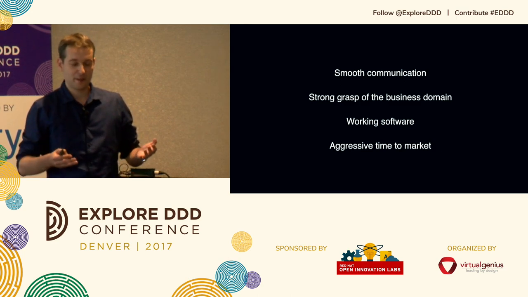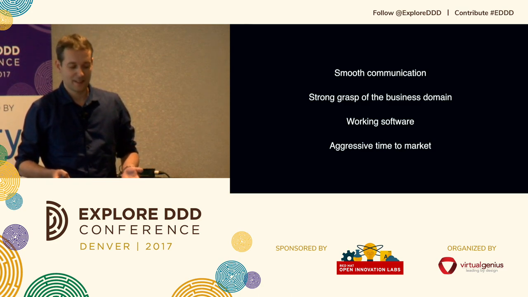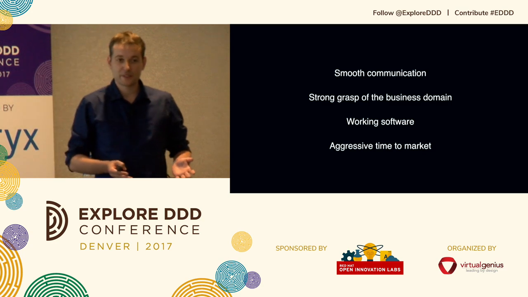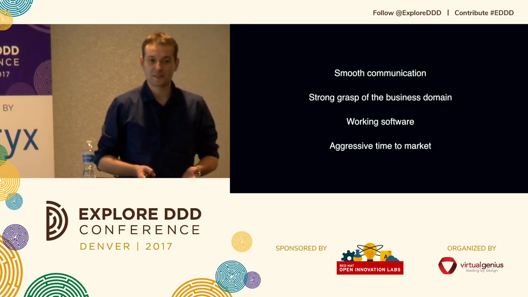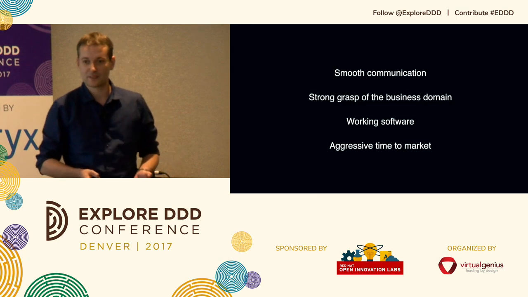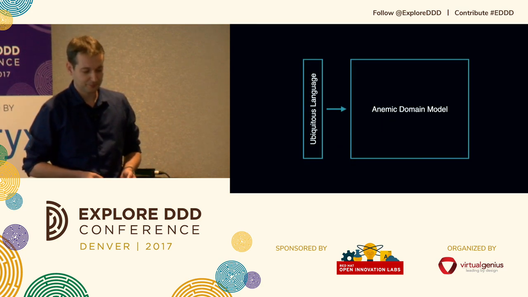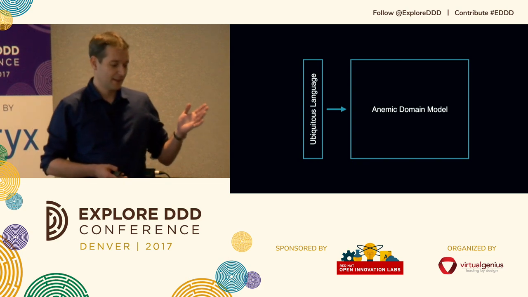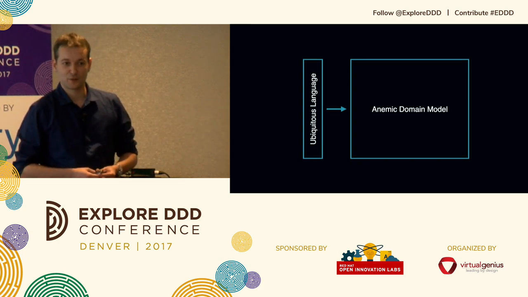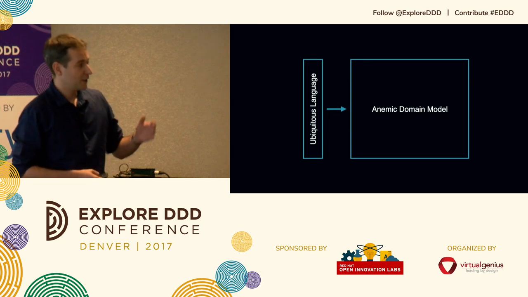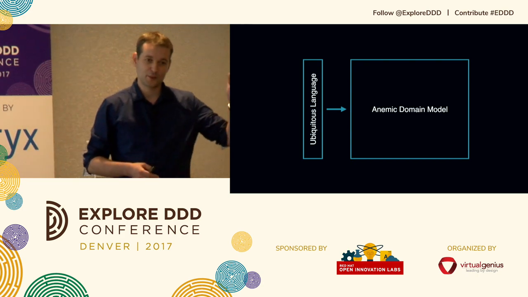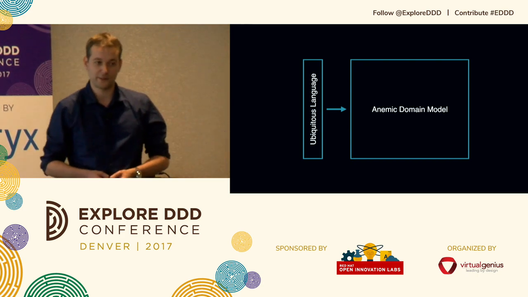Yeah, it was a very big, scary monolith. But for two developers in a garage, I guess it was just good enough. Again, we delivered working software in a very aggressive time to market. And this diagram kind of sums up our understanding of domain-driven design at this point. Ubiquitous language and an anemic domain model in a monolithic bounded context.